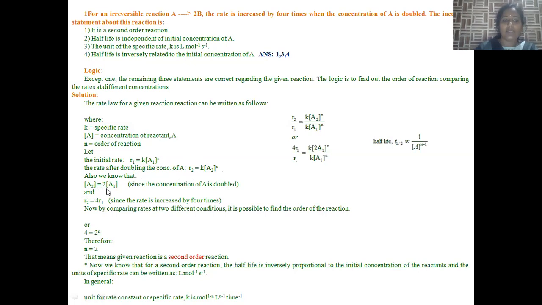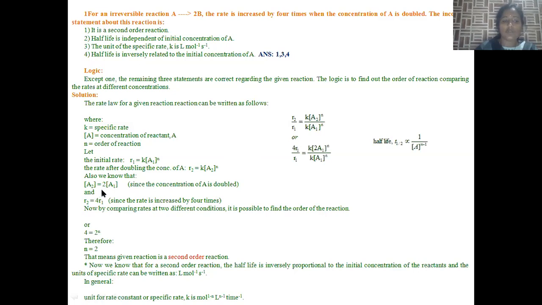So by doubling the concentration, what happens? A2 is equal to 2 into A1, which means doubling the concentration of the initial reactant A. When doubling the concentration, the rate is increased by 4 times. That's why R2 is equal to 4R1. A2 is equal to 2A1, R2 is equal to 4R1. This is the interrelation when we are changing the initial terms.